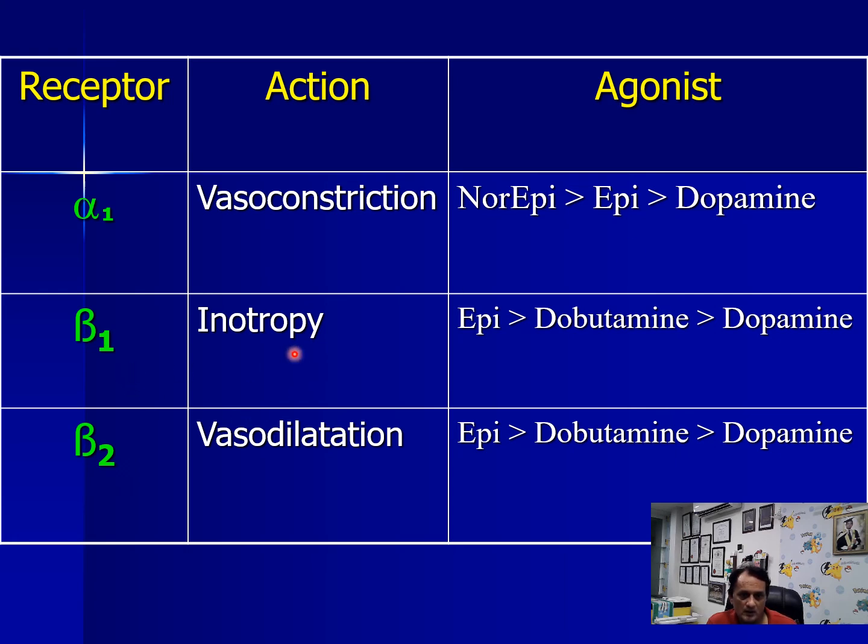Beta 1 has an inotropic effect. Epinephrine has the most, and obviously dopamine does have a strong effect, and dobutamine has the least. In terms of beta 2 vasodilatation, especially in the lungs, epinephrine has the most, later the dobutamine, and dopamine does have some effect.